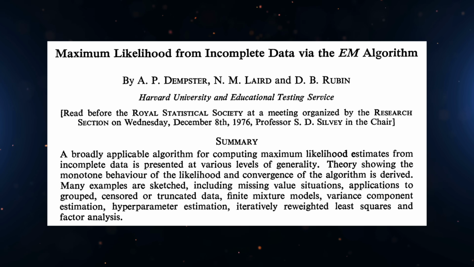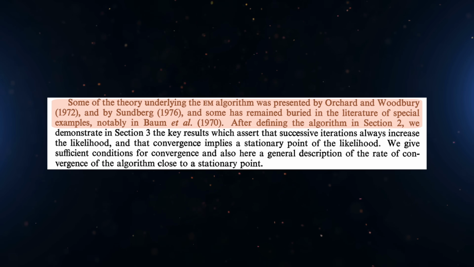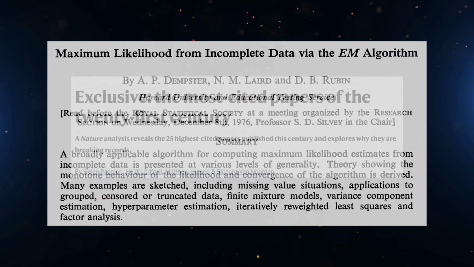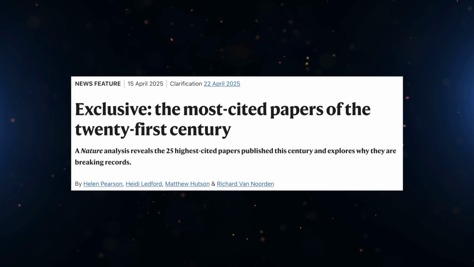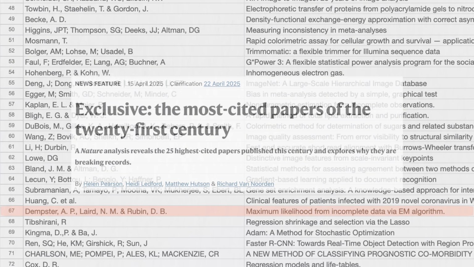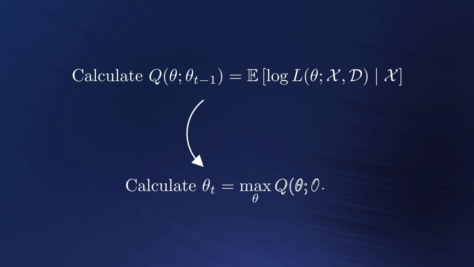The EM algorithm was popularized by the landmark paper by Dempster, Laird, and Rubin in 1977, though the authors note that it existed in various forms prior to their paper. This paper was so influential that according to a 2025 analysis by Nature, it's currently one of the most cited papers of all time. And that's a testament to how powerful this algorithm is.